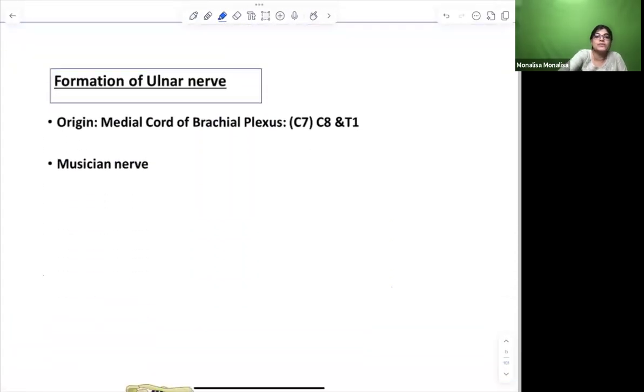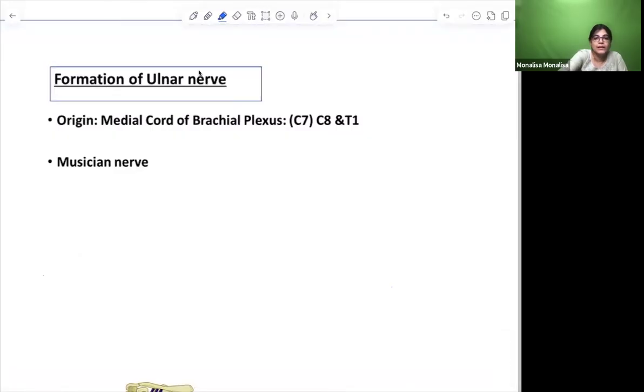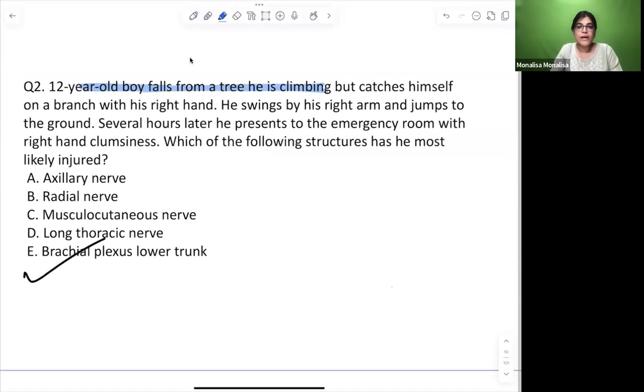Now quickly revise all the nerves. Now we will quickly. Okay, dear. Yes. Now we will quickly. Surya, please explain the last question. Yes, Surya. Yes, Surya.